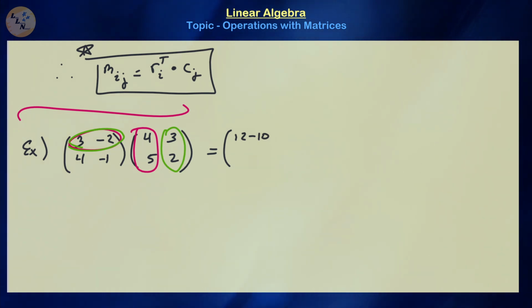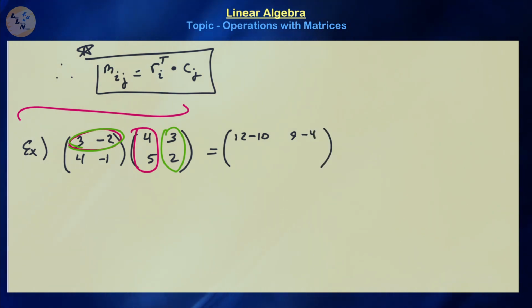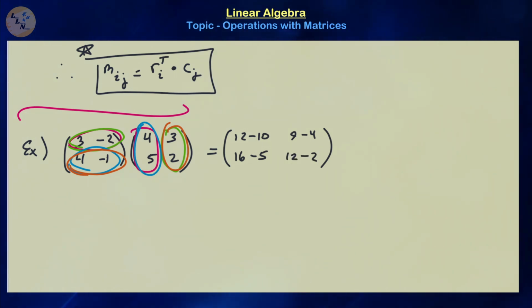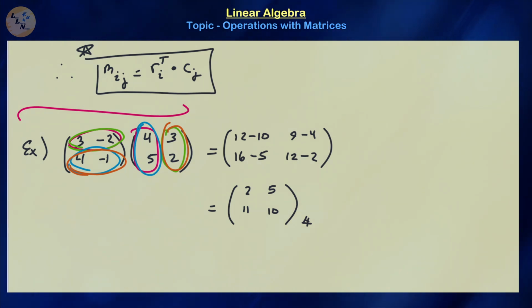That's going to give me my next element. So 3 times 3 is 9, and negative 2 times 2 is going to be minus 4. Next, we're going to do this times that. So it's 4 times 4, which is 16, and then minus 1 times 5 is going to be minus 5. And then lastly, we're going to do the second row times the second column. So 4 times 3 is going to be equal to 12, and then minus 1 times 2 is going to be minus 2. So that's going to be equal to [2, 5; 11, 10]. And that is my resulting 2 by 2 matrix when I multiply these two 2 by 2 matrices. And that's how the multiplication of matrices generally goes.